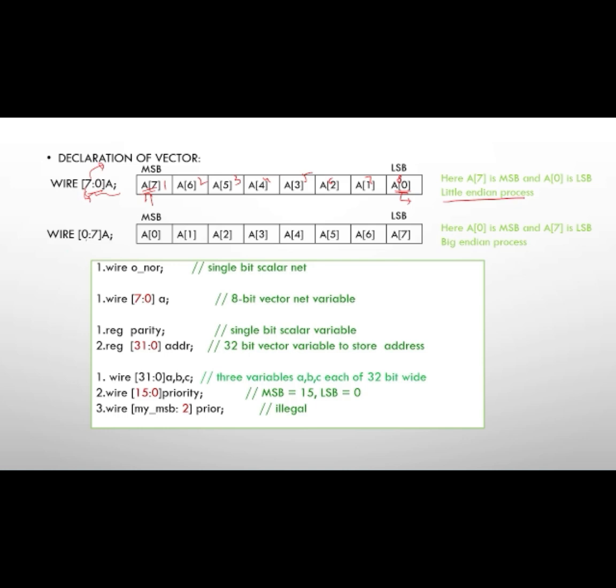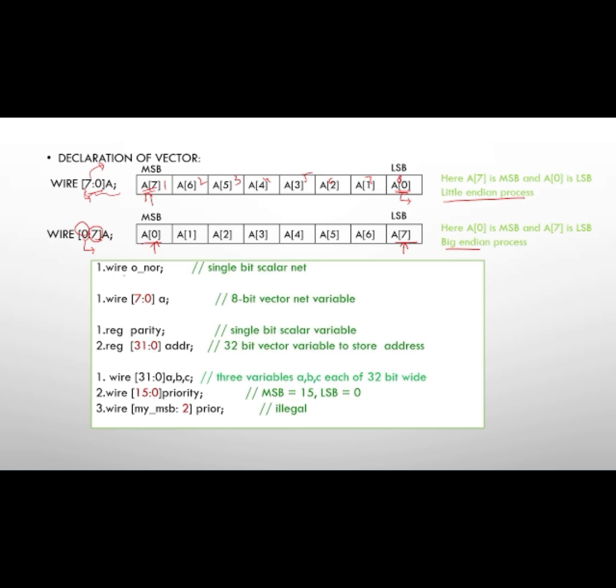And if you are mentioning it this way, that is MSB is A of 0 and LSB is A of 7. That means the MSB memory location is represented as A of 0 and the LSB memory location is represented as A of 7. Then that is called big endian.